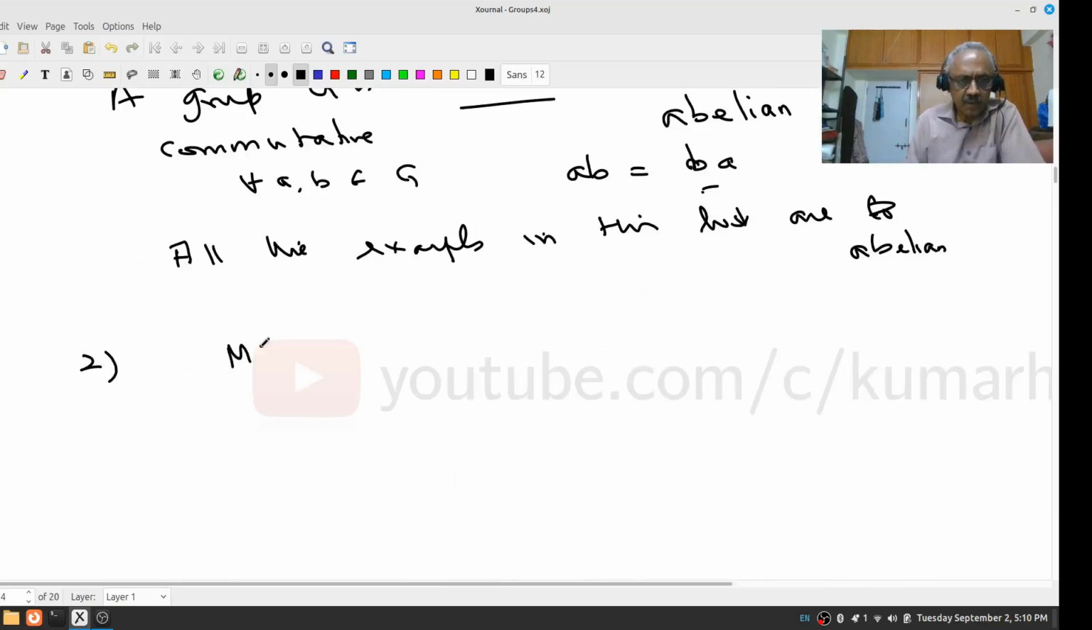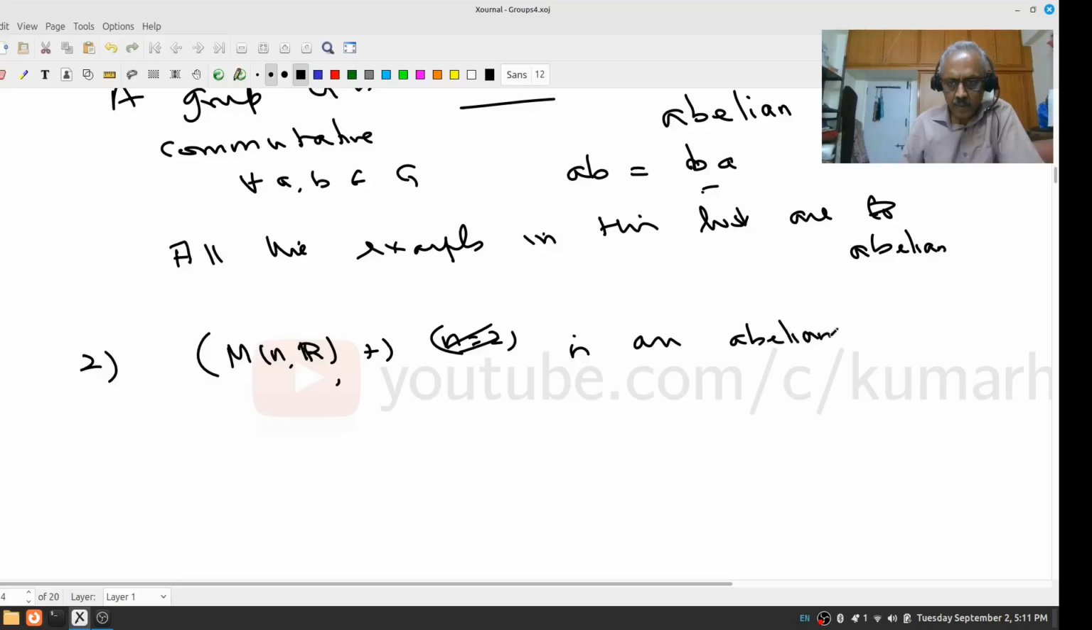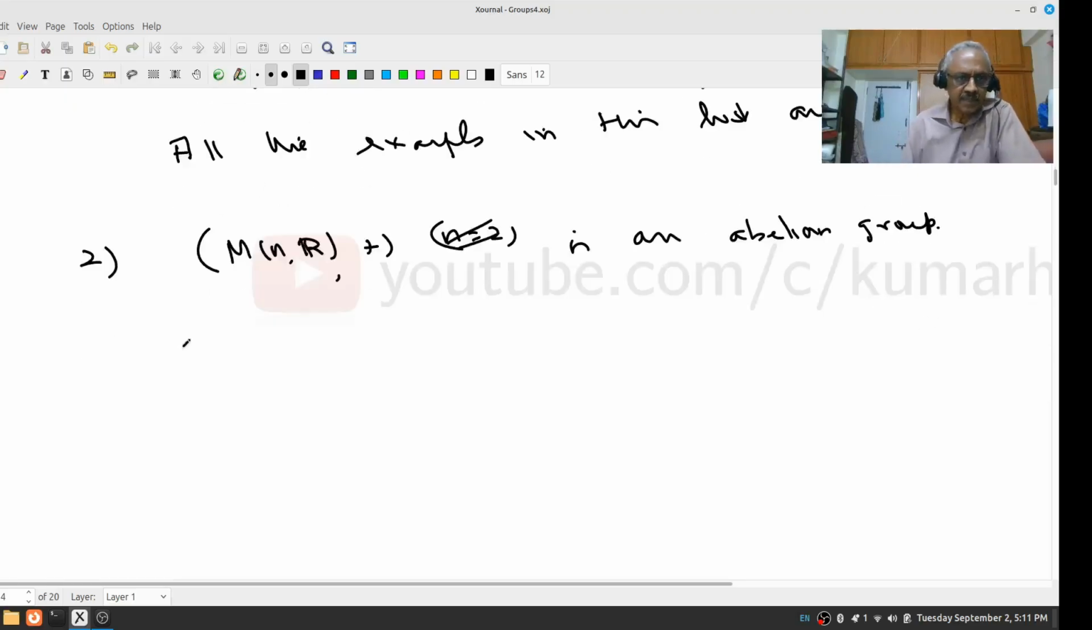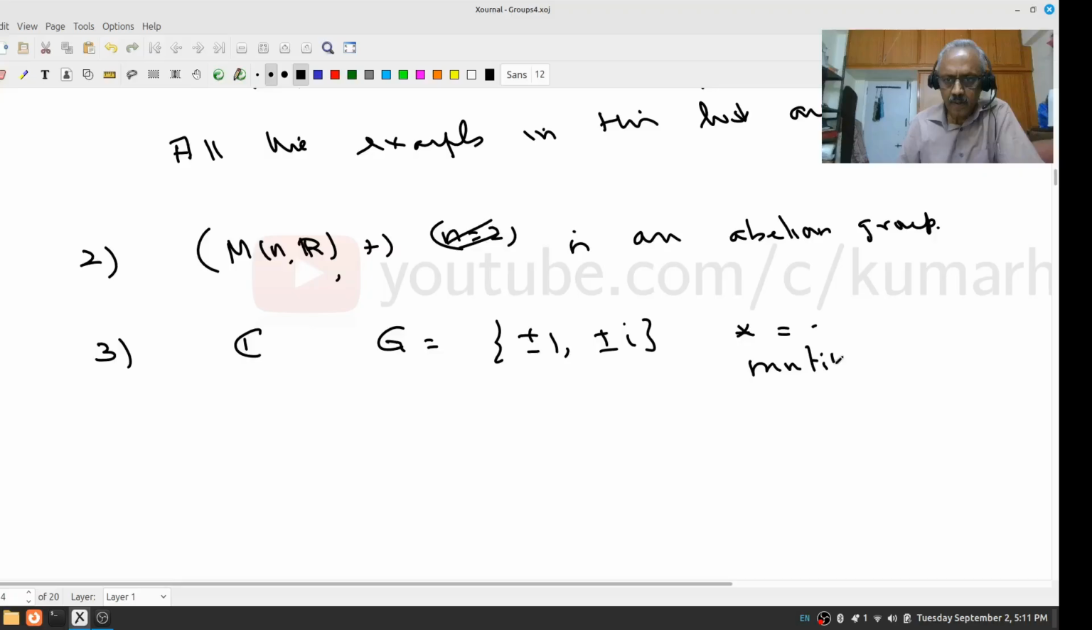Let us look at all n cross n real matrices. If you want, take it to be 2, but that's not necessary. Under addition, this is also an abelian group. Now let's look at the third example. In the complex numbers, look at the set G, which consists of plus or minus 1 and plus or minus i. And the group operation star is the multiplication of complex numbers.